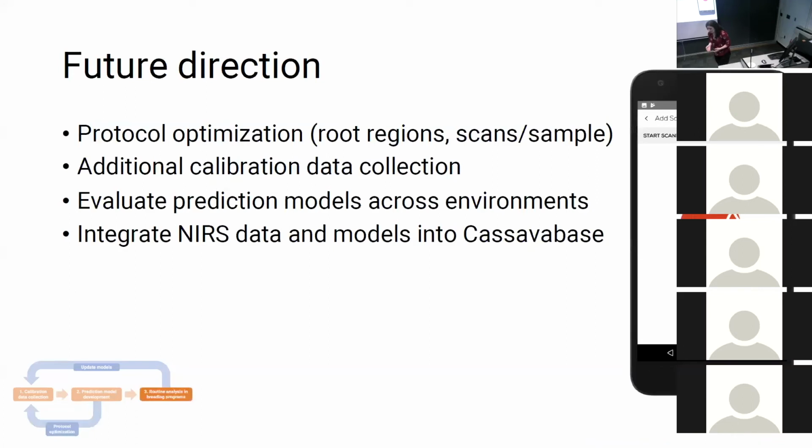With this, our final goal is routine use of this method in breeding programs, but to get there, we have additional protocol optimization that I'd like to perform, and then the additional data from the other breeding program in Uganda, as well as from 2019. And then I'd like to evaluate prediction models across environments and breeding programs. And then finally integrate this data type and the models that I create into CassavaBase so that breeders can access them directly and use them in their breeding programs.